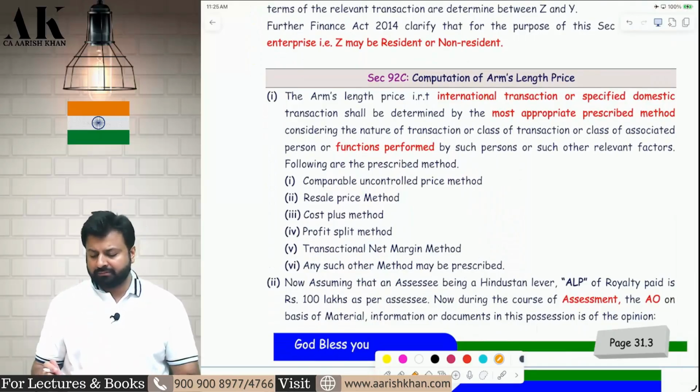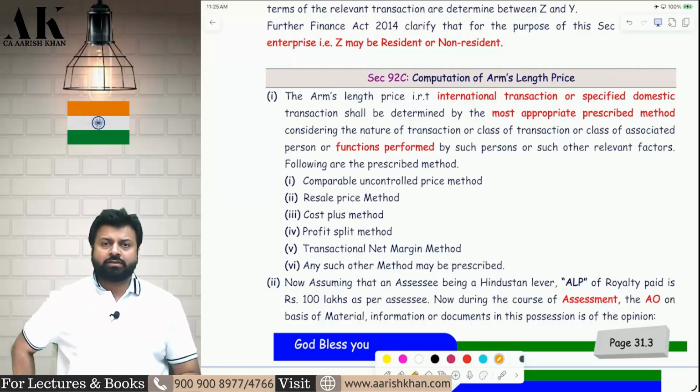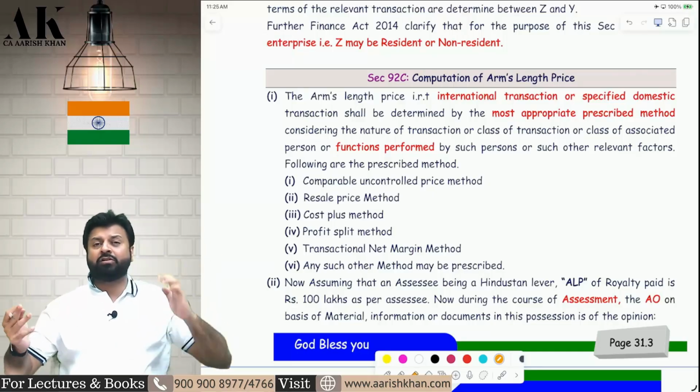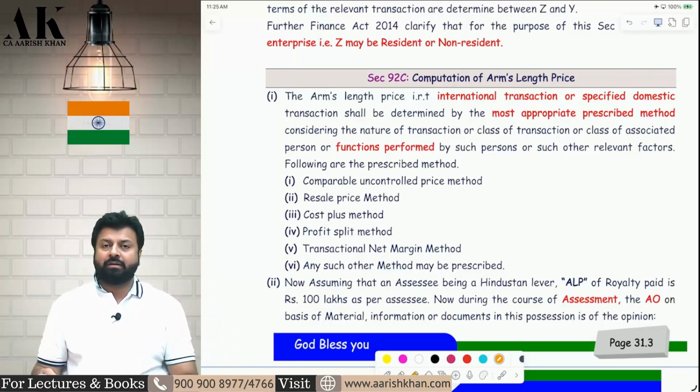Now we will talk about computation of arm's length price. Because again in 92(1), what is written? Any income arising from an international transaction shall be computed having regard to the arm's length price. So if transfer pricing is applicable, you have to compute the arm's length price. Sir, what is arm's length price? Arm's length price in general terminology means a genuine price. But what do you mean by the term arm's length price in the context of income tax law?